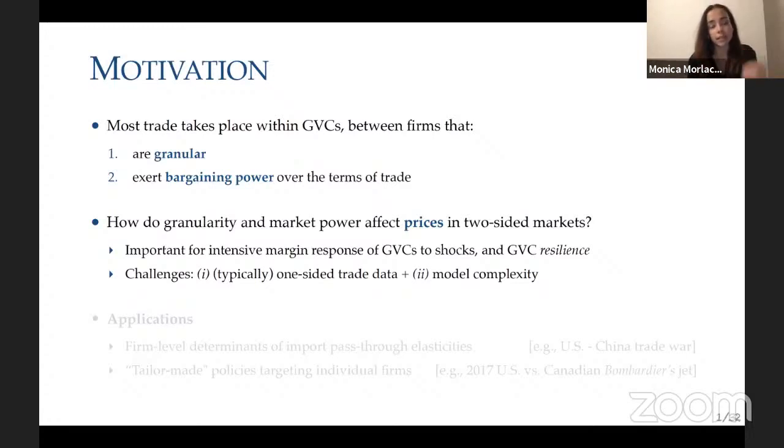Obviously, taking on such an endeavor entails many challenges. The first is that international trade data usually come with one-sided information. We have a lot of information on one side of the market, such as importers or exporters, but on the other side we don't have as much. We don't know which firms they are selling to or buying from. The second challenge is methodological. Modeling several layers of granularity and market power is complex in many dimensions.